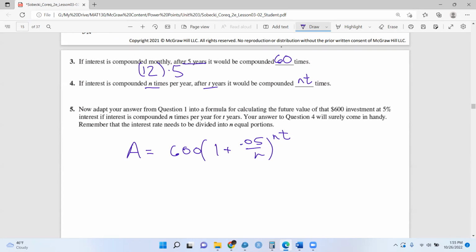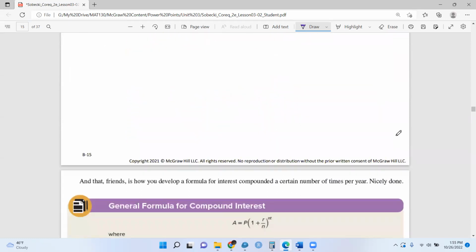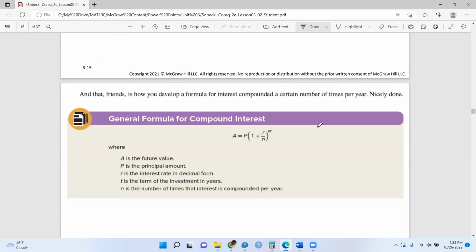If you've ever read the fine print on your credit card, this is what they do. They charge you a daily interest rate. And so they compound the interest on your credit cards daily. So they take that APR and divide it by 365 or something of that nature. And that's how much interest you get charged each day. Okay, here's the general formula. The principal, the rate, the compounds per year, and the time.